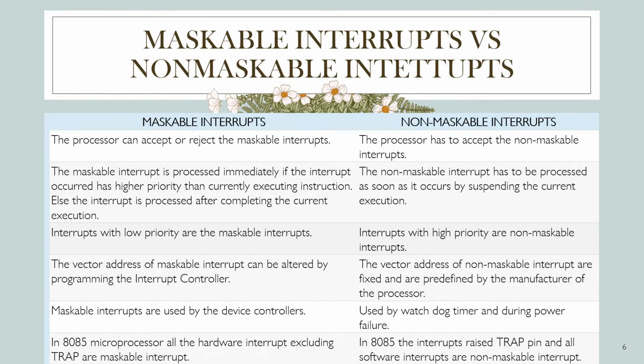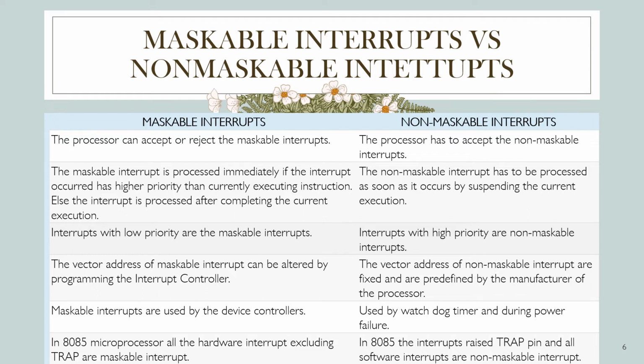Let's see the difference between maskable interrupt and non-maskable interrupt. The processor can accept or reject the maskable interrupts. The processor has to accept the non-maskable interrupt. The maskable interrupt is processed immediately if the interrupt that occurred has higher priority than the currently executing instruction. Else, the interrupt is processed after completing the current execution. The non-maskable interrupt has to be processed as soon as it occurs, by suspending the current execution.